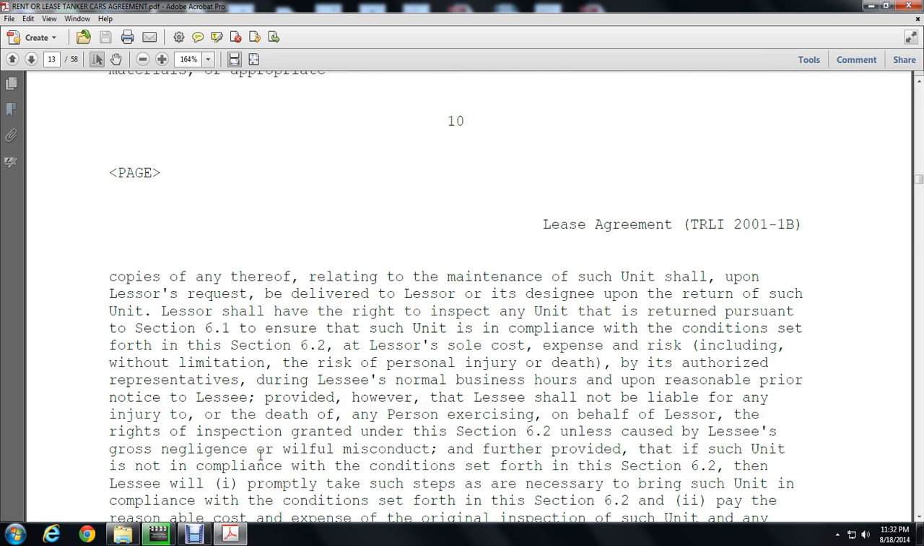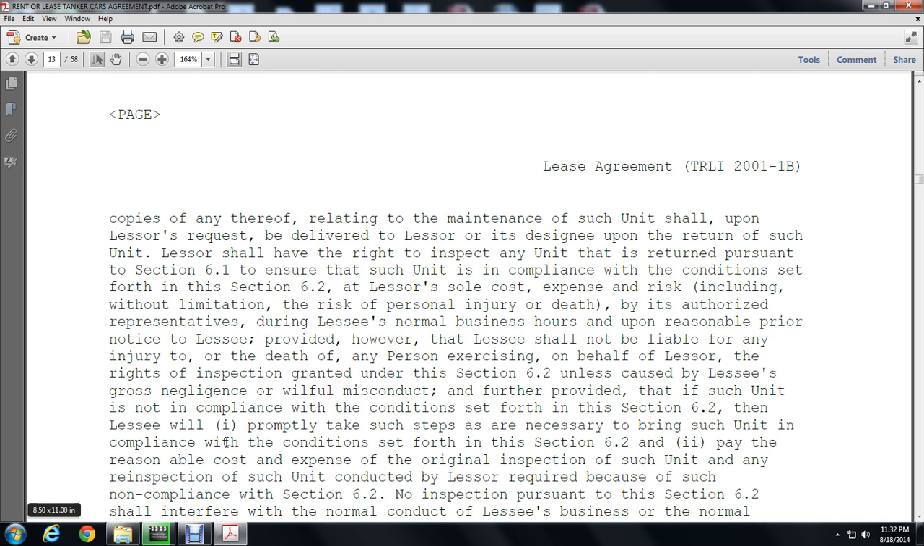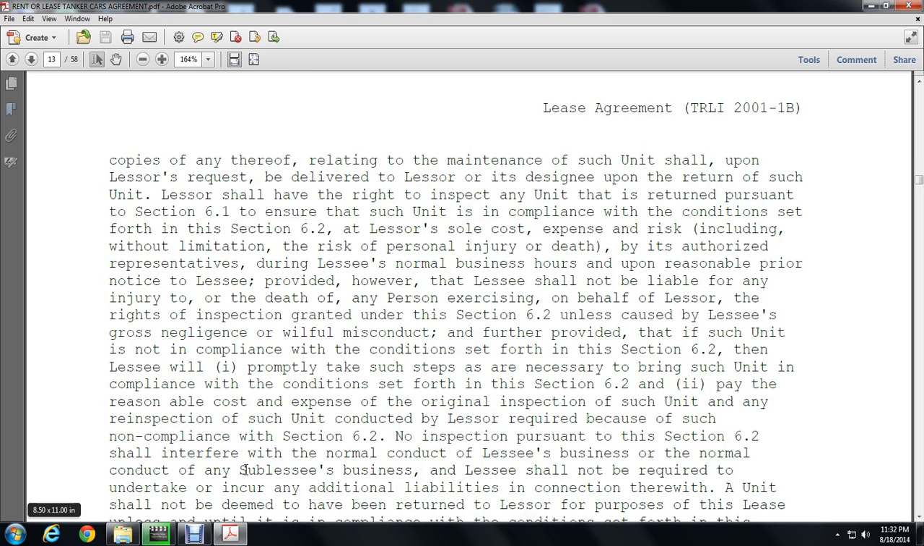Further provided, if such unit is not in compliance with the conditions set forth in Section 6.2, the lessee will promptly take such steps as are necessary to bring such unit into compliance with the conditions set forth in 6.2 and pay the reasonable costs and expenses for the original inspection of the unit and any reinspection of such unit conducted by the lessor required because of such non-compliance with Section 6.2. No inspection pursuant to Section 6.2 shall interfere with the normal conduct of the lessee's business or the normal conduct of any sublessee's business. The lessor shall not be required to undertake or incur any additional liabilities in connection therewith.